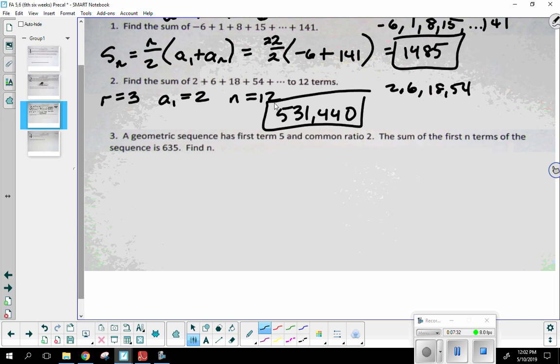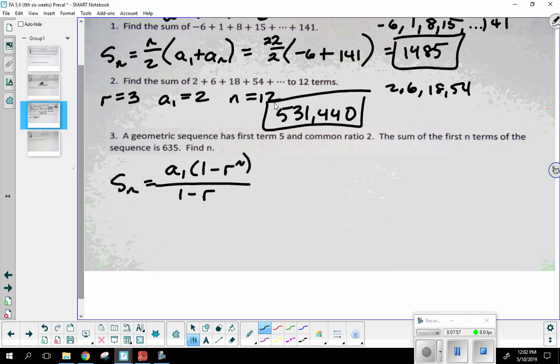Okay, so let's try number 3. It says a geometric sequence has the first term 5, common ratio is 2. The sum of the first n terms of the sequence is 635. Find n. Okay, so we know that r would be 2. So let me go ahead and plug in here.